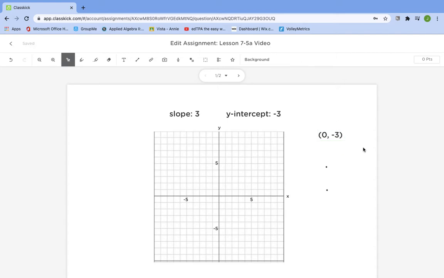And so if it's easier for you to view it this way rather than as a -3, then just remember, you can always rewrite your y-intercept in a coordinate point, and your x value is always 0. So now we're going to graph this point, 0, -3. So we're at 0 for the x value. We're going to go down -3 for the y value.